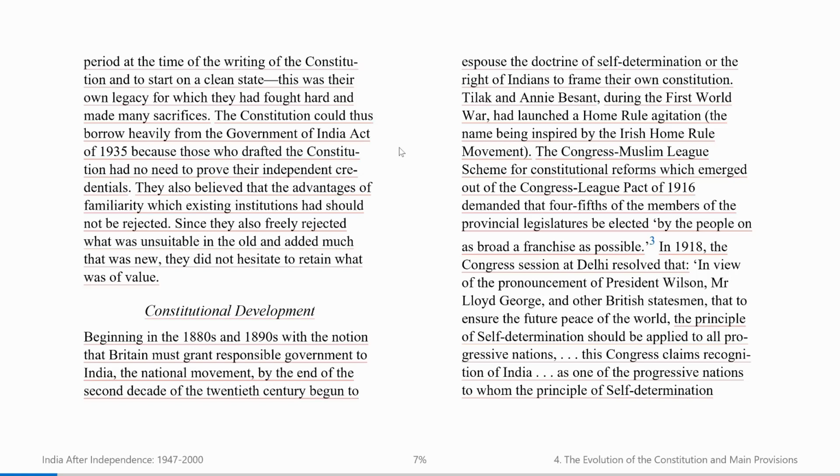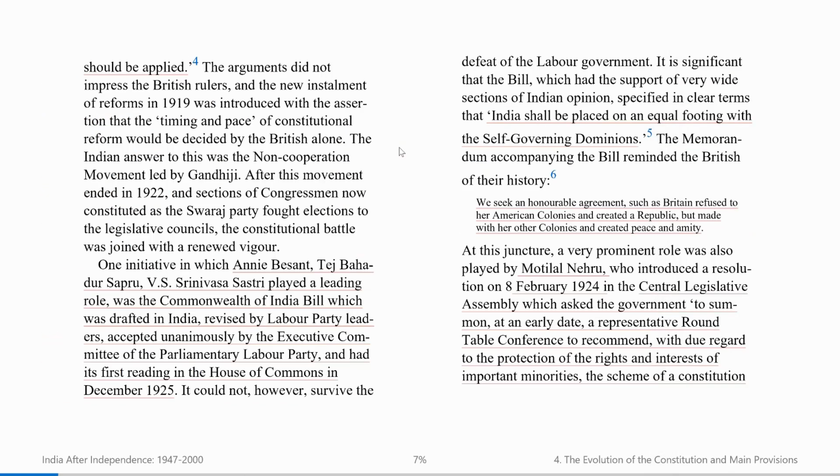Now, still, the Britishers never gave Indians the voting rights. Only 3% of people voted after 1919 and 15% after 1935. Right? But the idea is that in 1918, the Congress said that the principle of self-determination should be applied to all progressive nations. And the Congress claimed recognition of India as one of those progressive nations to which the principle of self-determination should be applied. The idea being that India is actually a capable progressive nation, and the people of India should be allowed to determine their own fates. Okay.